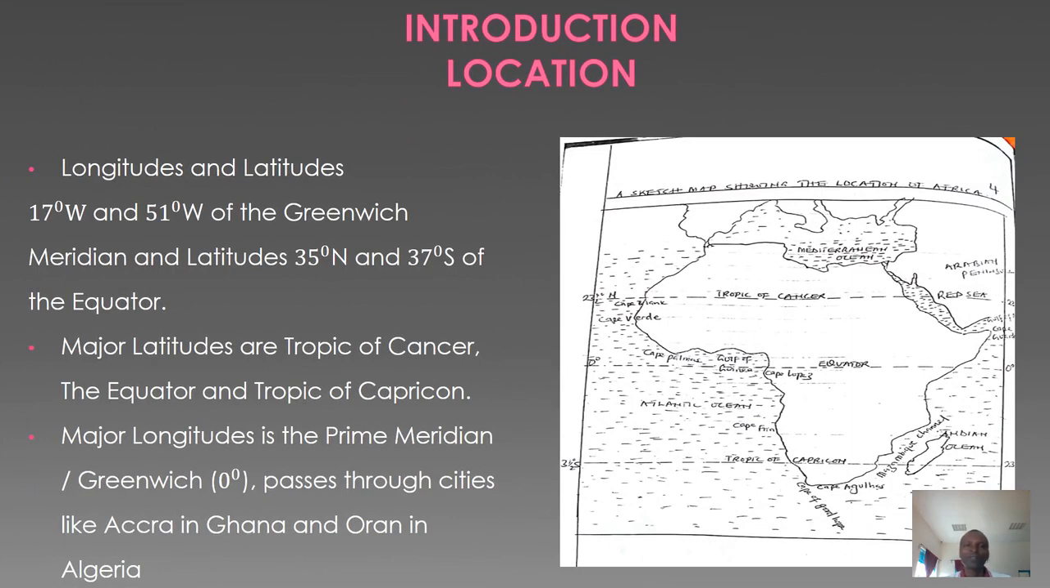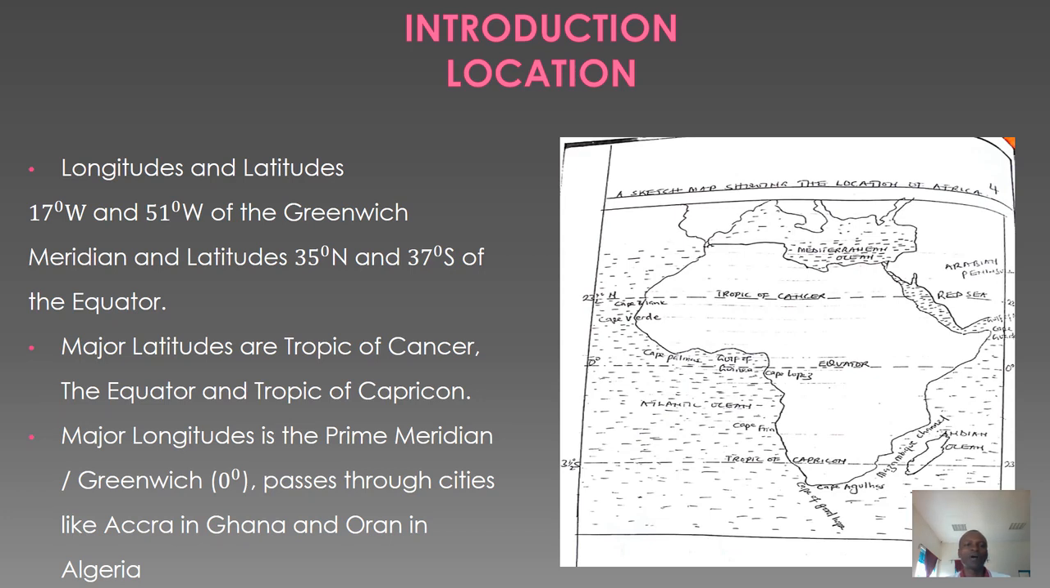Introduction. Let's look at location of Africa. So one of the ways of locating an area is by use of longitudes and latitudes. Africa is between 17 degrees west and 51 degrees west of the Greenwich meridian, and latitudes 35 degrees north and 37 degrees south of the equator.